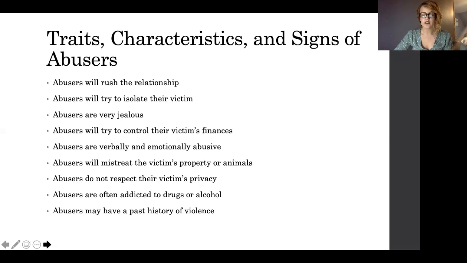The sixth sign is abusers will mistreat the victim's property or animals. So the abuser may throw or break objects when they are upset. They may shove, kick, or hit animals out of anger.